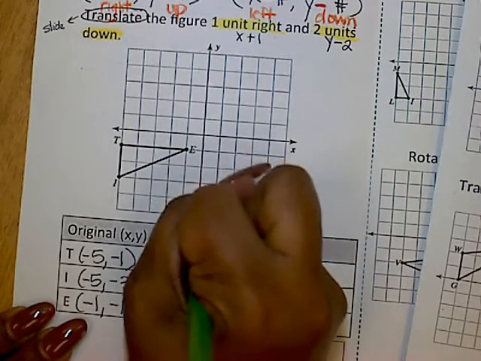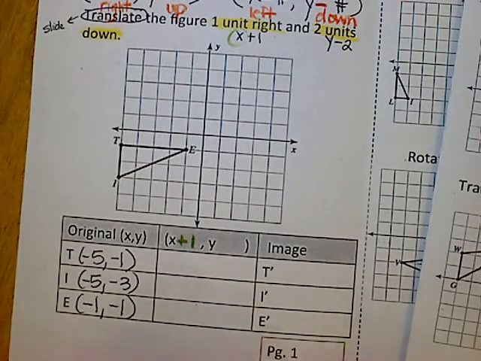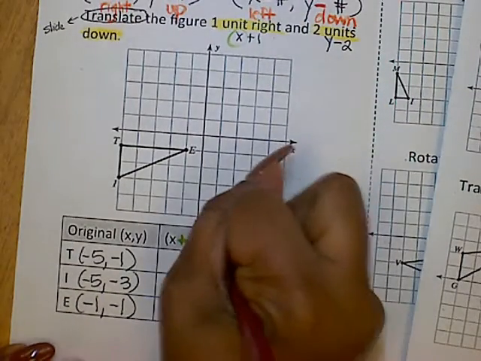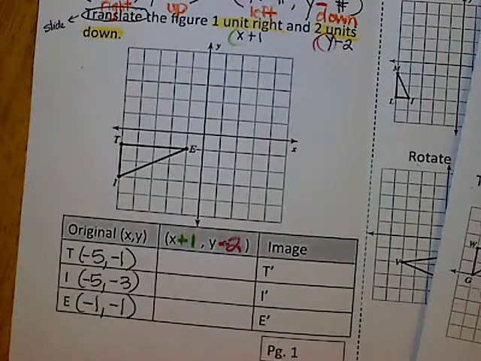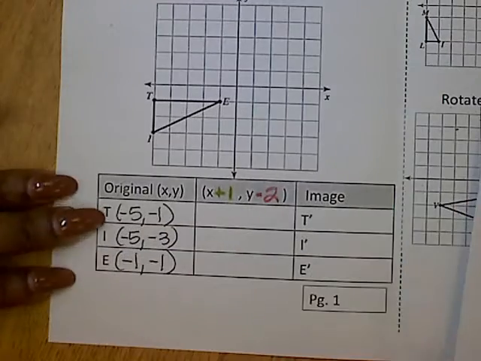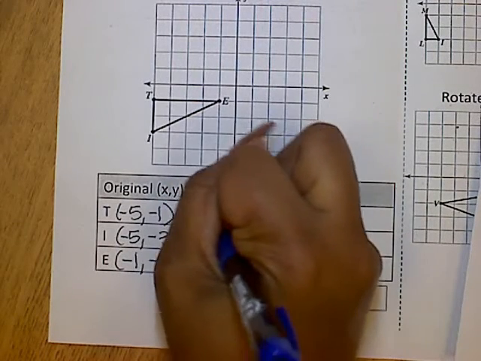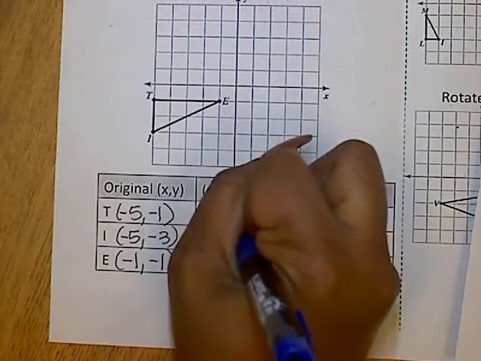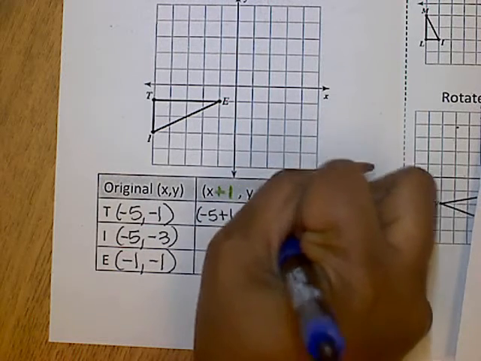We know the right means it's dealing with our x. And then it says y minus 2 because we're moving down. And we know down means our y value. So now we're just going to do the math. So you have negative 5 plus 1, negative 1 minus 2.